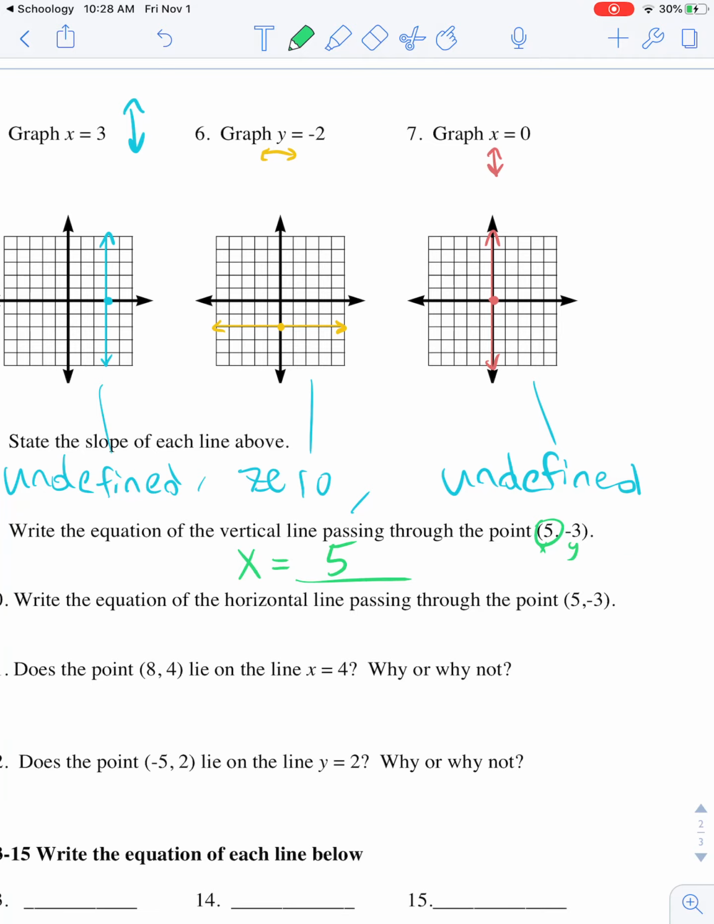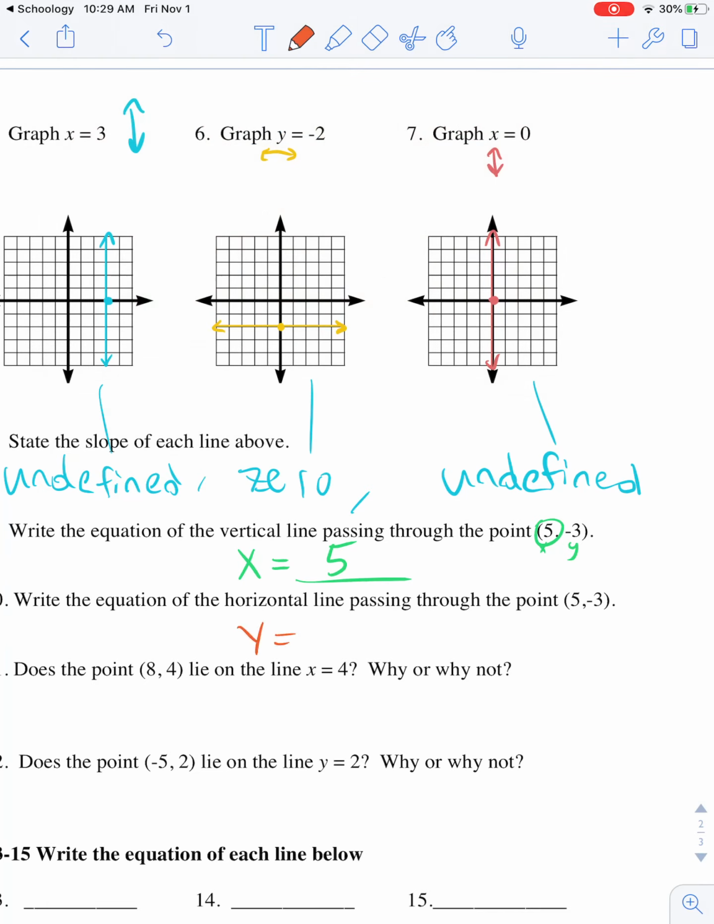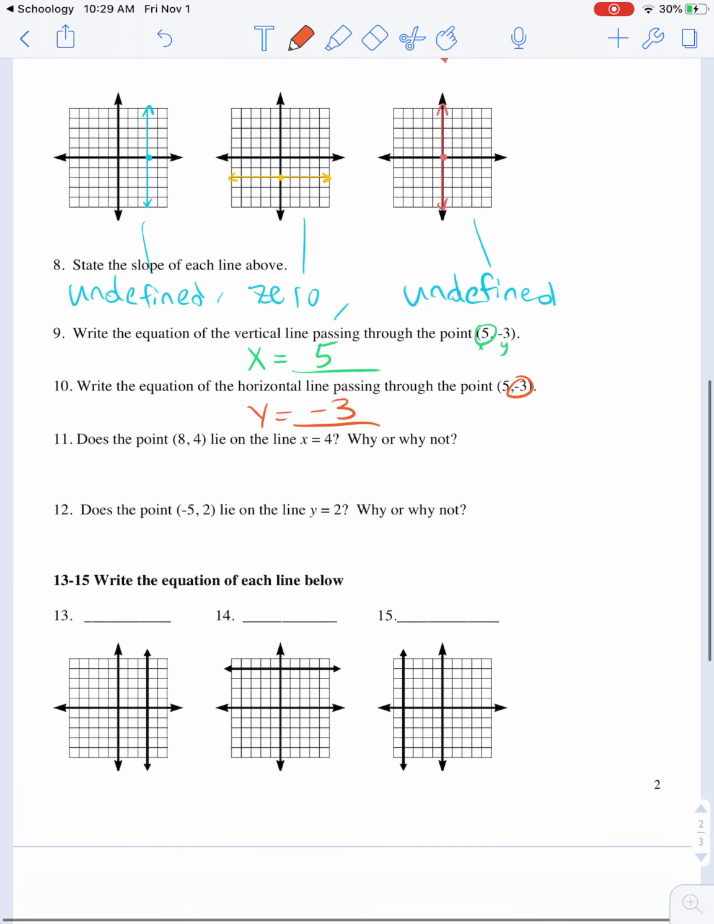Next one asks us to write a horizontal line. Well, horizontal lines are all y equals. So this is y equals. If you want to know what y is, look at the ordered pair, -3. That's it. That's the equation. You don't need fancy mx plus b type equations here. It's just x equals for vertical and y equals for horizontal.